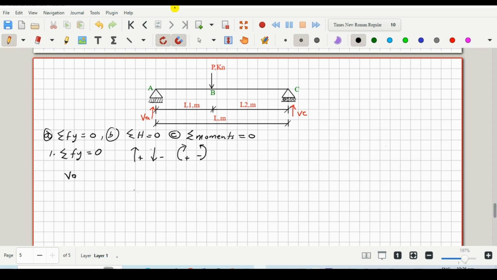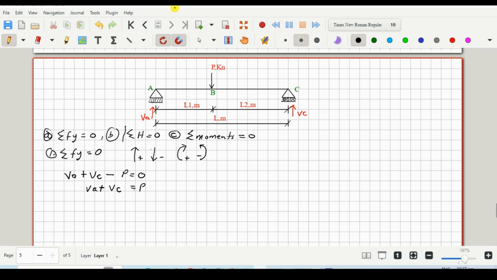And when we consider support C, that is also an upward vertical reaction, so that will also be VC. And then we consider the point load at B, that is a downward force, so minus P, and all must be equal to zero. So if we work this out, we'll have VA plus VC equals P. So that is the first condition, right?